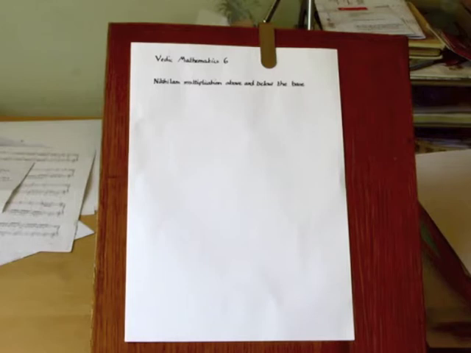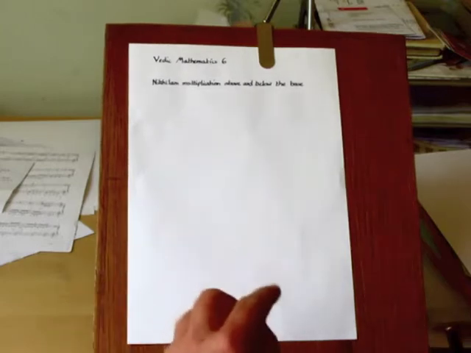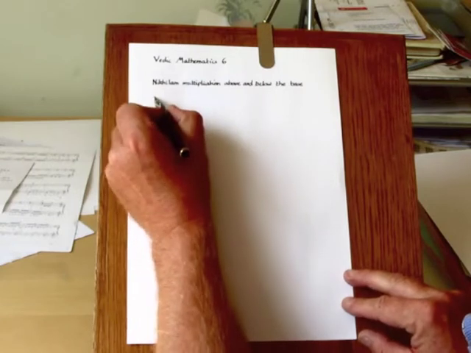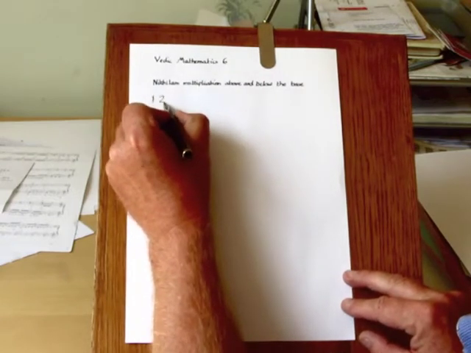Having looked at Nikhilam multiplication below the base and above the base, we'll now look at the case where we've got one number below and one number above the base. So as a first example, consider 12 times 7.